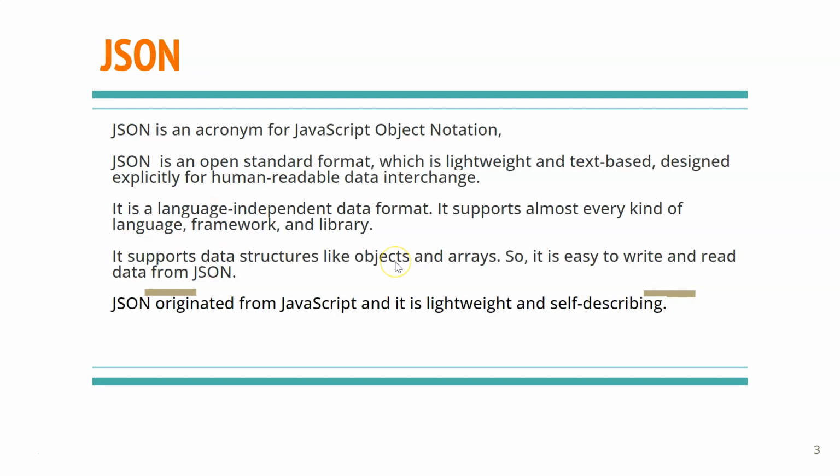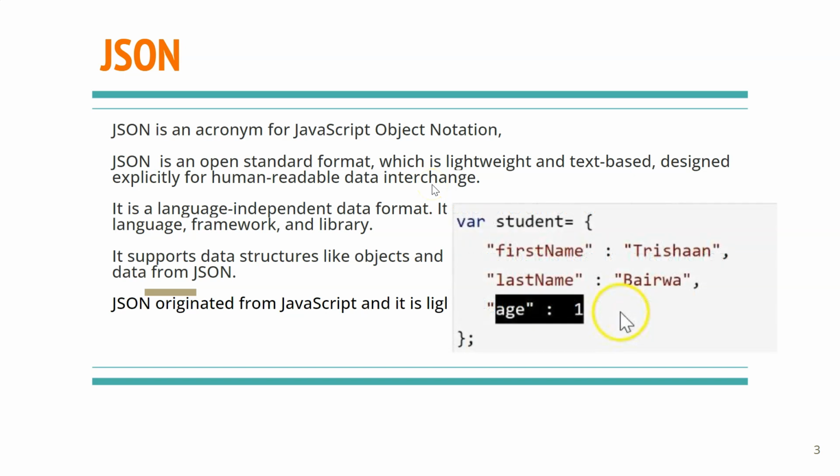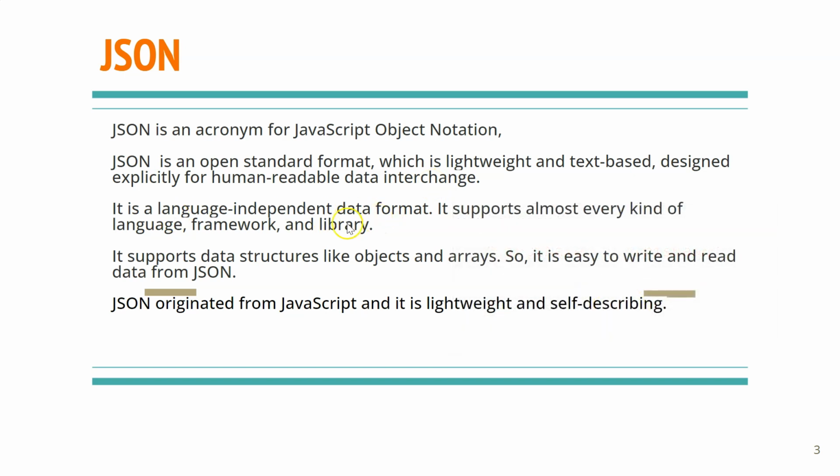Alright guys, what exactly is JSON? First of all, JSON stands for JavaScript Object Notation. It is an open standard format which is lightweight and text-based, designed explicitly for human-readable data interchange, so that if you look at a JSON file, you would be able to understand the data. It is a language-independent data format. It supports data structures like objects and arrays, so it is easy to write and read data from JSON. We'll talk about objects and arrays later in this video.